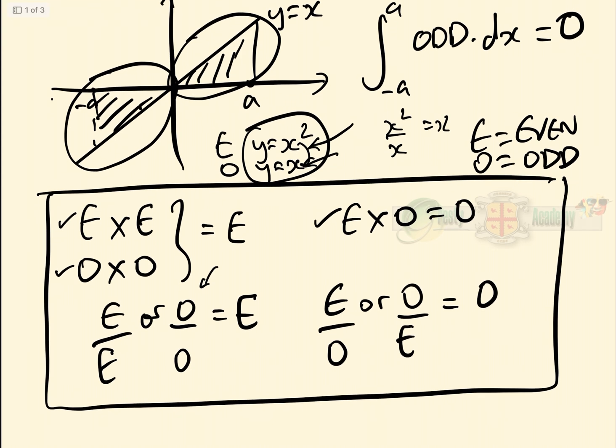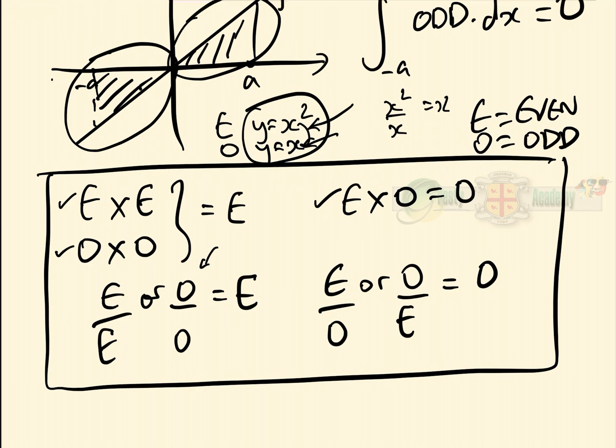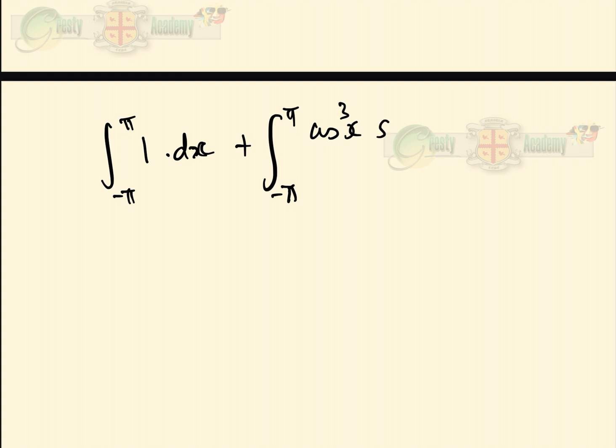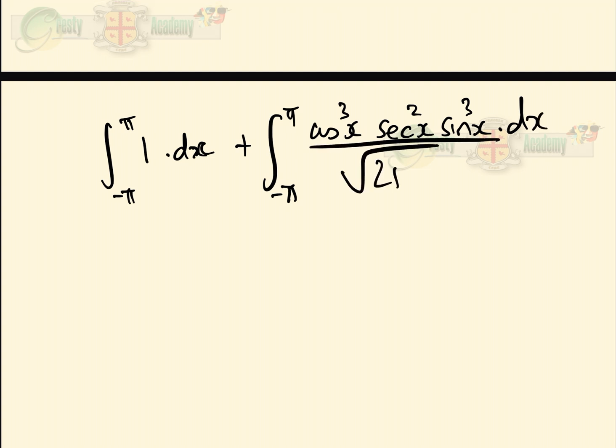Okay, so basically, let's have a look at our function again. Let's just write it down again here. So we had, what did we have? We had the integral between pi and minus pi of 1 dx. That's a bit we've already worked out. Add the integral between minus pi and pi of cos cubed x sec squared x sine cubed x dx over root 2 add x to the 4. And what we need to do is we need to establish why is it that this thing here is odd.